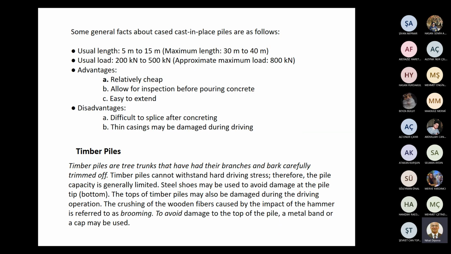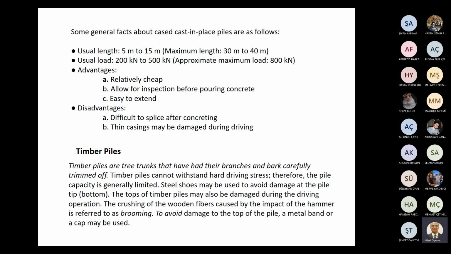Some general facts about cased and cast in place, cast in situ piles. Usual lengths range between 5 to 15 meters. It may be 30 to 40 meters sometimes. Usual load 200 to 500 kilonewton. The maximum load is 800 kilonewton.